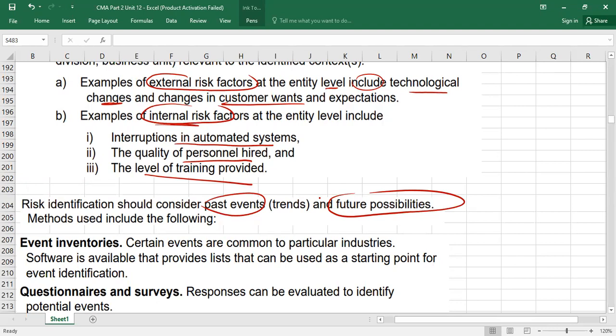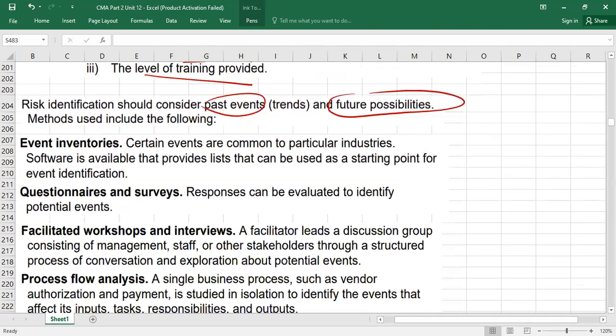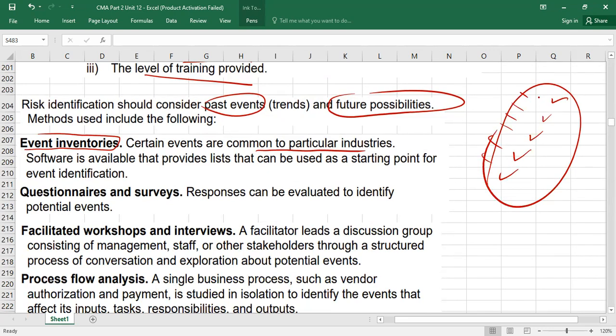So please remember which kind of methods we can use in risk management. First method is event inventories. Inventories means you have some information. Certain events are common to particular industries, right or wrong? For example, I'm just giving an example, maybe compliance risk is common for all banking sector, right? Exchange rate risk may also be common for all banking sectors, because they are sometimes dealing with foreign investments also, right? So event inventory means maybe in the past you faced certain risk and you have recorded those risks in certain software, or you have recorded them in a certain place.